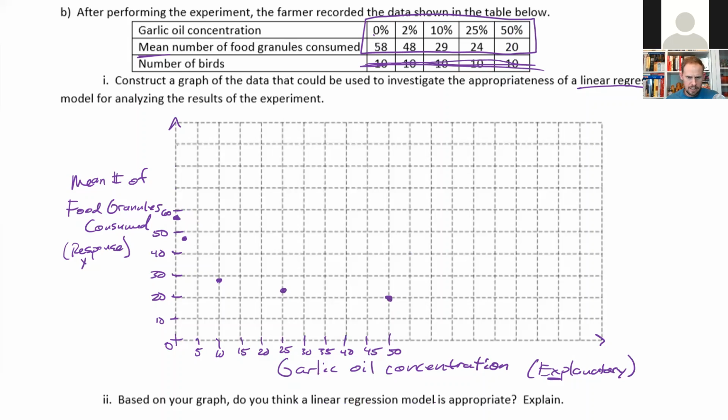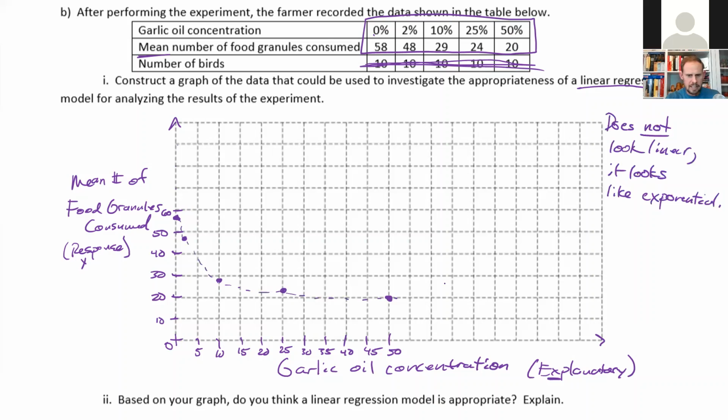Based on your graph, do you think a linear regression model is appropriate? Explain. So does this look like they're lining up as a straight line, or does it look like they're doing something else, basically, is what it's asking. I think it's doing something else. I think it looks like it's exponential decay. All right. So I would say this does not look linear. It looks like exponential.